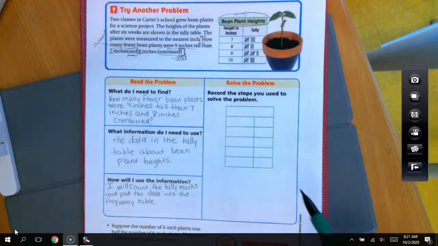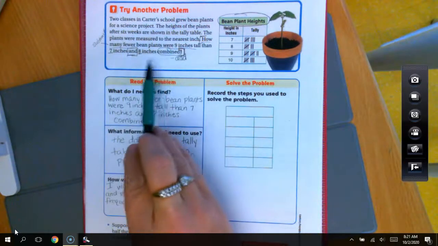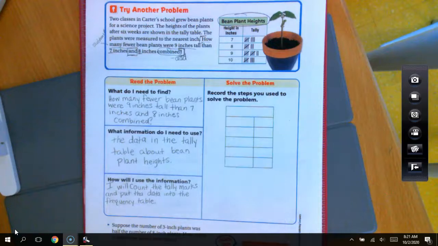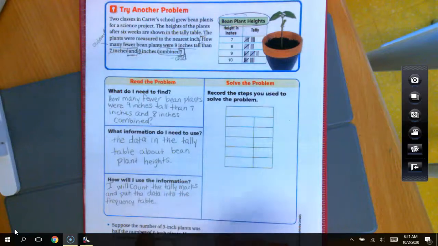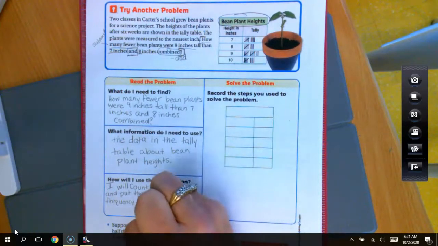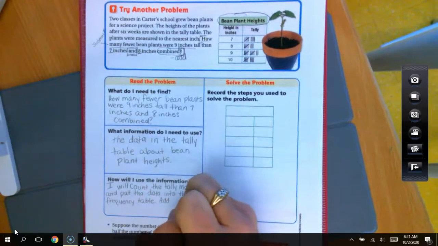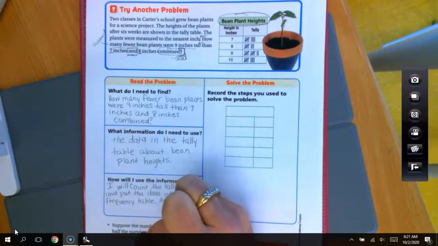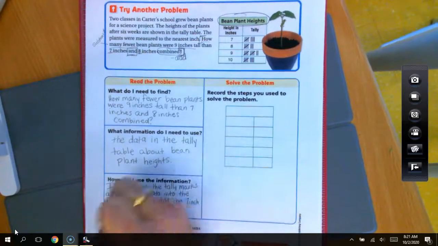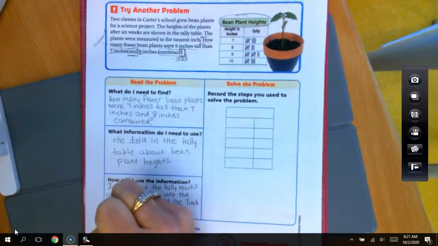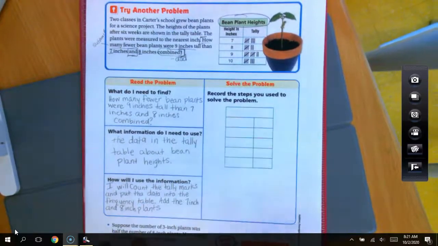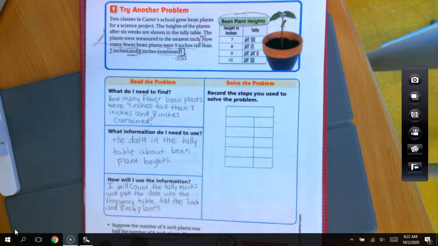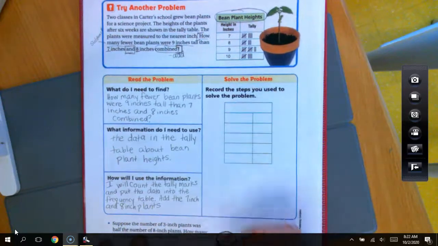Then we're going to have to figure out how many of the 7 inches and the 8 inches were combined. So when I say combined, you already know that I wrote the word add. So we're going to have to add the number of 7-inch and 8-inch plants. So we're going to add the 7-inch and 8-inch plants and compare that sum to the number of 9-inch plants.